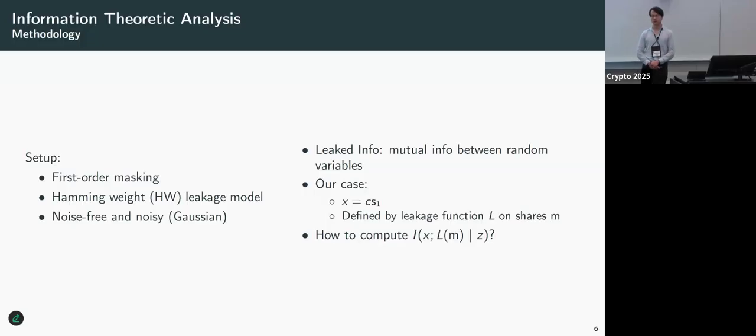In order to quantify the amount of information that the attacker could learn, we use mutual information. In particular, we compute the mutual information between 2 random variables. The first one is the secret that we are trying to learn, which is c times s1, and we define it as x. The second one depends on the leakage function. For example, if we would like to analyze Hamming weight leakage, then this will be the Hamming weight of individual shares. If we would like to analyze bit leakage, this will be the individual bits of individual shares. With this definition, let's think about how we can compute the mutual information.